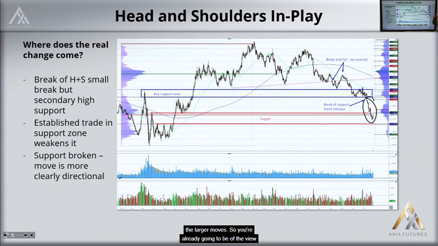So you're already going to be of the view that this is a head and shoulders break. And the way it breaks actually kind of ruins the theoretical textbook nature of it. But if you look at what this all implies, head and shoulders implies reversal. Where does the reversal come to? This support zone, previous high, secondary high. Could the market stop there? Absolutely. So this immediately says to you, this is a zone that could be difficult to trade in.